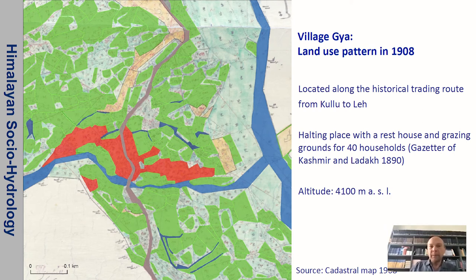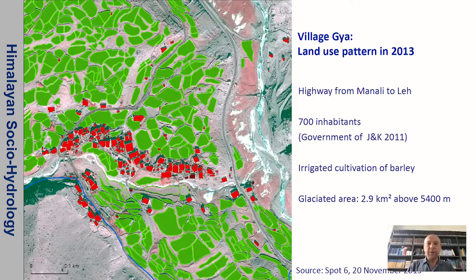It has a rest house and grazing grounds for roughly 40 households, according to the Gazetteer of Kashmir and Ladakh from 1890. It's located at an altitude of 4,100 meters. And then we used satellite imagery to map the land use pattern in 2013. In this case, we used the SPOT image, and now we can see all the different houses and the different fields. And now it is on the highway between Manali and Leh. It has some 700 inhabitants now, at least according to the 2011 data. And it is prominent for the irrigation of barley, as almost all other villages in Ladakh.